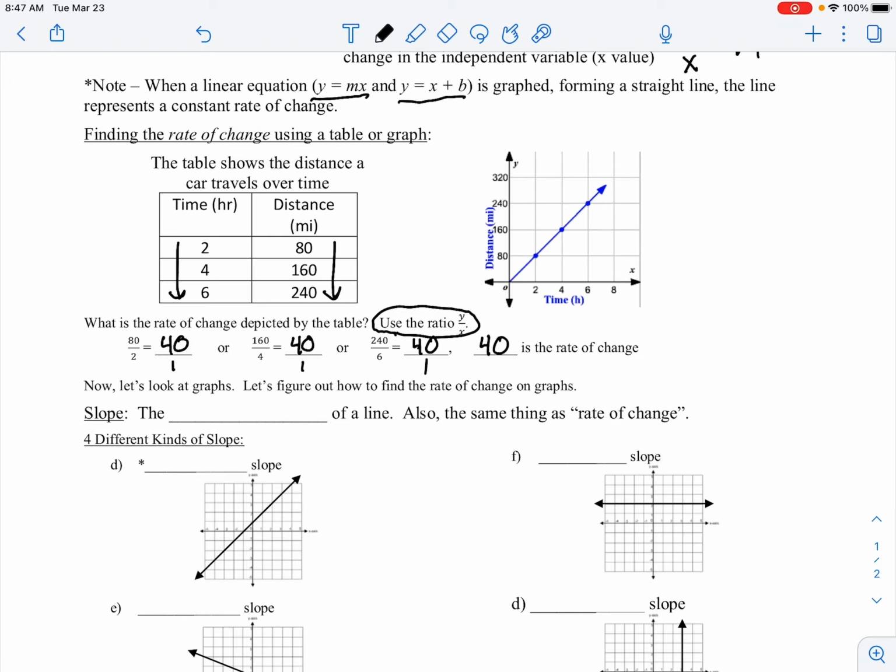And I think we can see a pattern emerging here because we have a multiplicative relationship. So what this means is that 40 is my rate of change. For every hour I'm driving, I go another 40 miles. So that is constant all the way through.